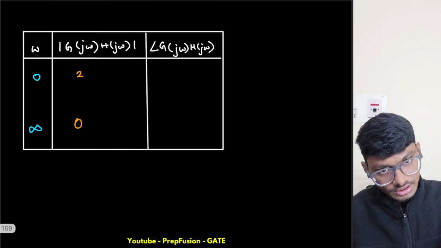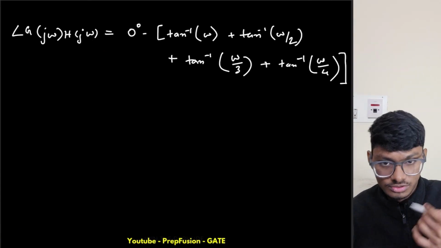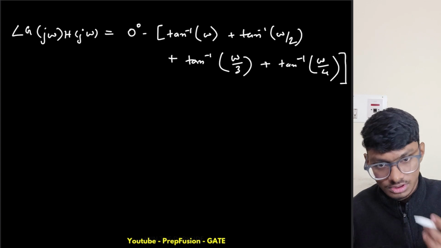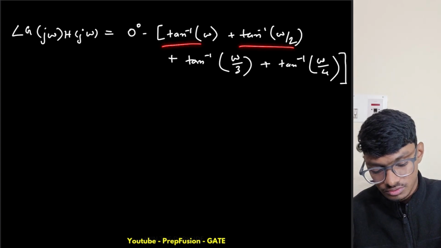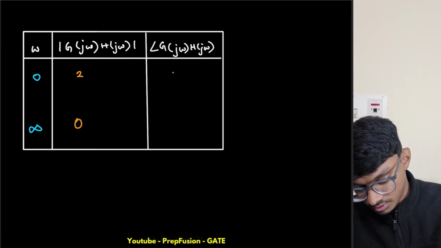Okay, so this is fine. Now what is my angle at omega equals 0? This is 0, this is 0, this is 0, this is 0. So tan inverse 0 is 0 itself. So this is 0 degrees.